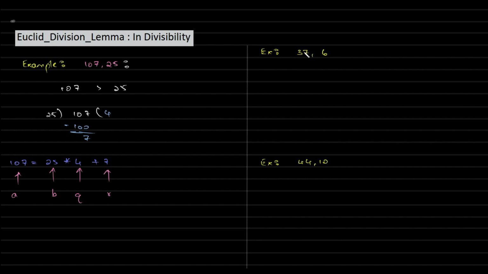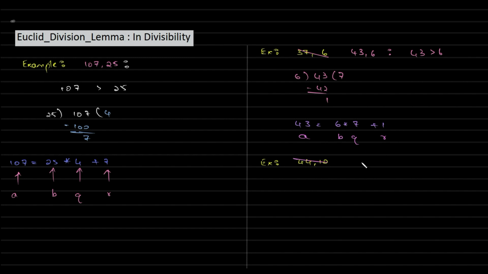So the next question is, instead of this, I would like to use 43 and 6. 43 is greater than 6. So we are looking at 43, 6 sevens are 42 and the remainder is 1. So we are looking at 43 being equal to 6 into 7 plus 1. That is, A is equal to B into Q plus R. Right? So this is the pattern which we are looking at.